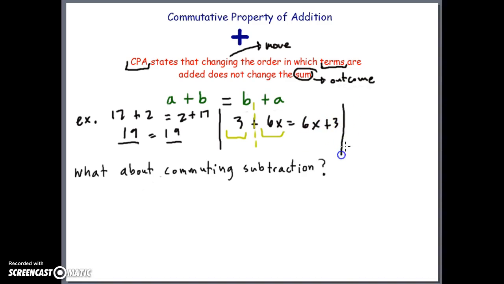And then one more example with more than just two terms would be something like if we had 5 plus 2x plus 3x squared.